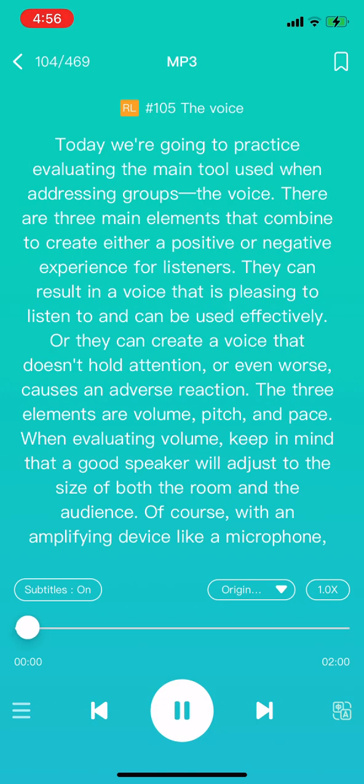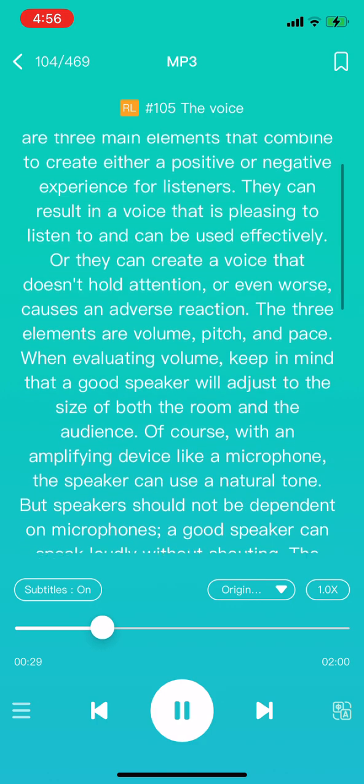Today we're going to practice evaluating the main tool used when addressing groups, the voice. There are three main elements that combine to create either a positive or negative experience for listeners. They can result in a voice that is pleasing to listen to and can be used effectively. Or they can create a voice that doesn't hold attention, or even worse, causes an adverse reaction. The three elements are volume, pitch, and pace.